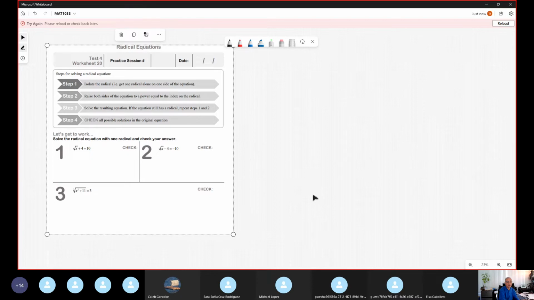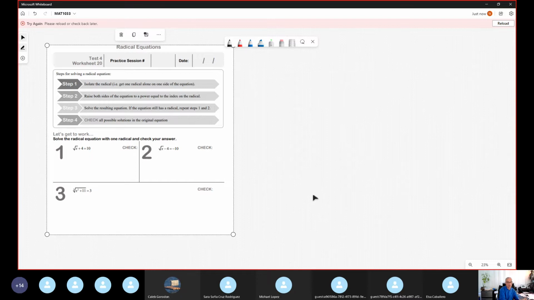Not always is it isolated, but sometimes it's isolated. Number two is raise both sides of the equation to the power equal to the index of the radical. The frequent case is square root, therefore you put power two. But not always is it power two. If the radical involved in my equation is cubic, you raise to the third power.